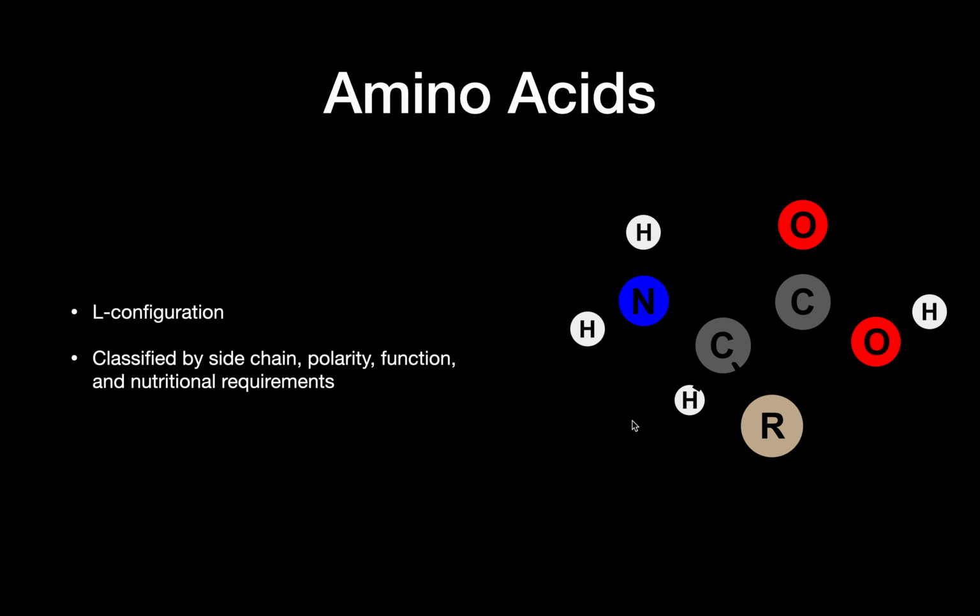So most amino acids follow the same structural formula where there's an amine group right here and a carboxylic acid group right here. And the R group connected is variable, and that really determines the structure and the function of the amino acid.